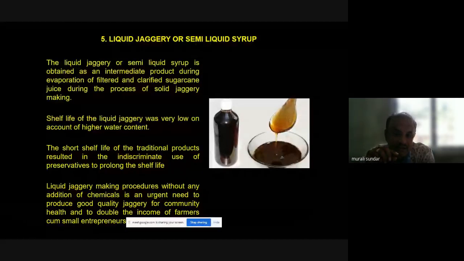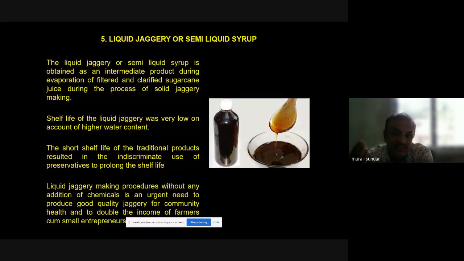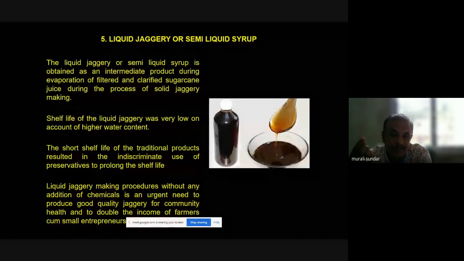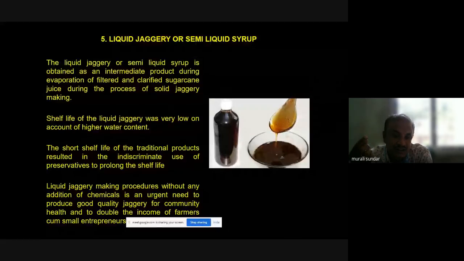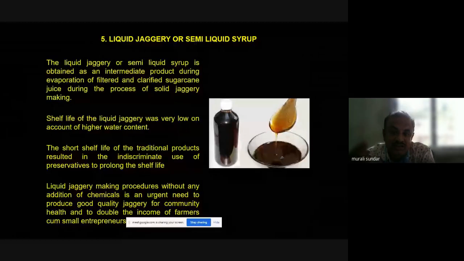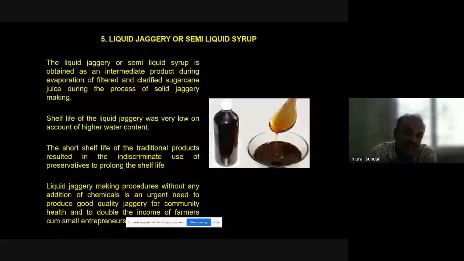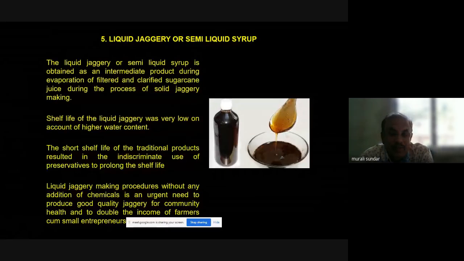Compared to the traditional liquid jaggery available in the market, you could see that it will not be consistent, or it will be more watery, or the keeping quality will be low. All these constraints we have solved, and we have standardized the technique to have a healthy, semi-solid liquid jaggery preparation that can be kept for 6 months, and it is picking up very well in the Indian market.